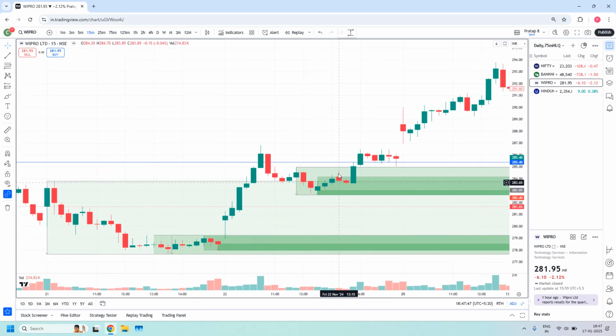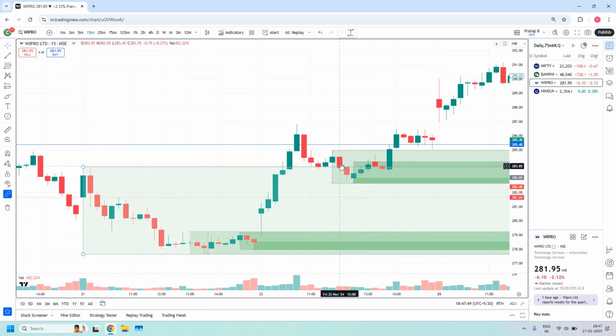And what about here? Here you have a drop candle. And then you have 1, 2, 3, 4, 5, 6 base candles. And then a rally candle. This is the 15 minute zone. So we have two fine-tuned 15 minute zones.